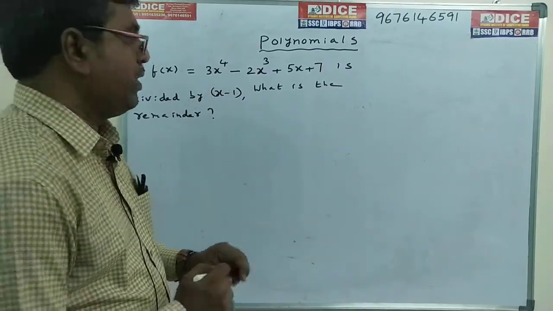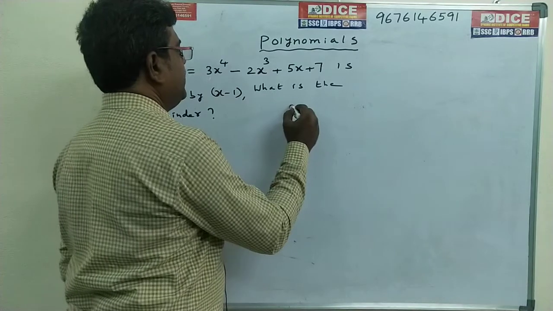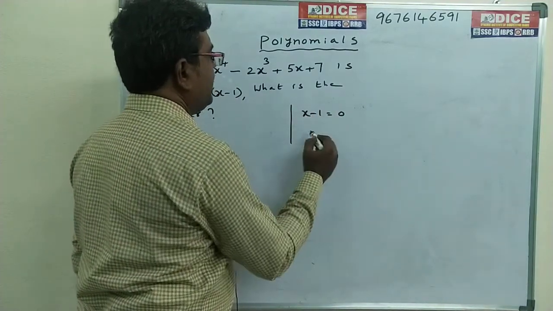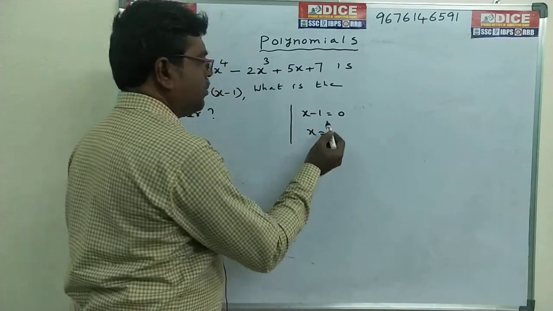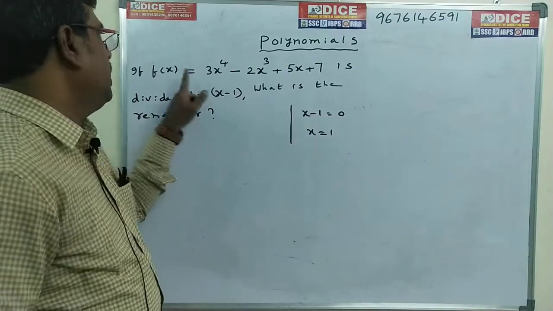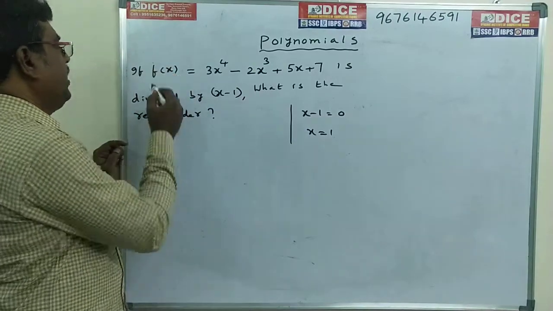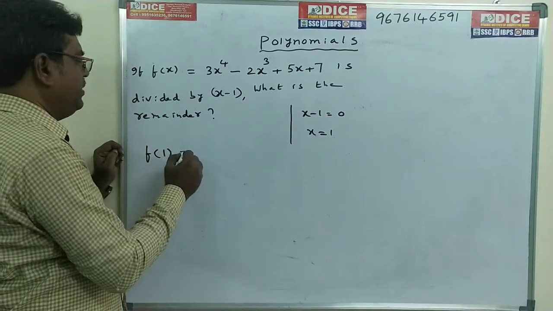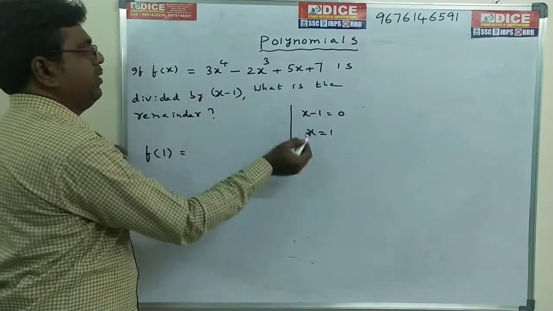X minus 1. So first of all, let us assume x minus 1 is equal to 0. So x is equal to how much? X is equal to 1. Substitute x is equal to 1 in this function f of x. So here f of 1 is equal to, in place of x, take 1.